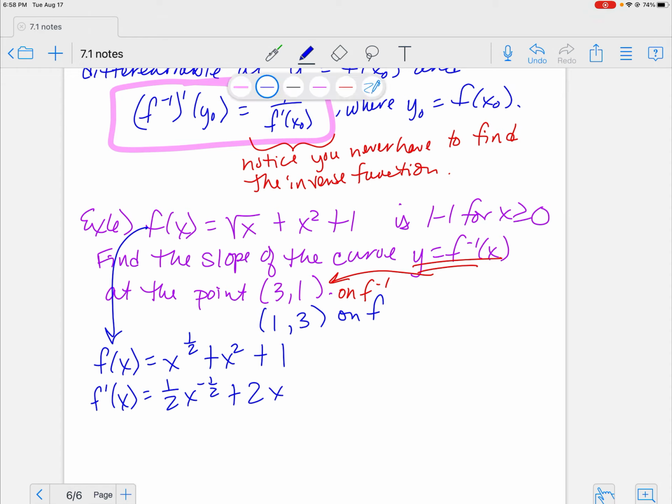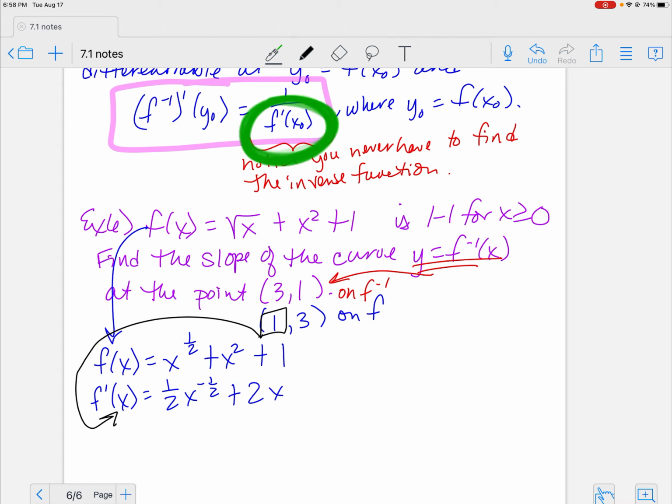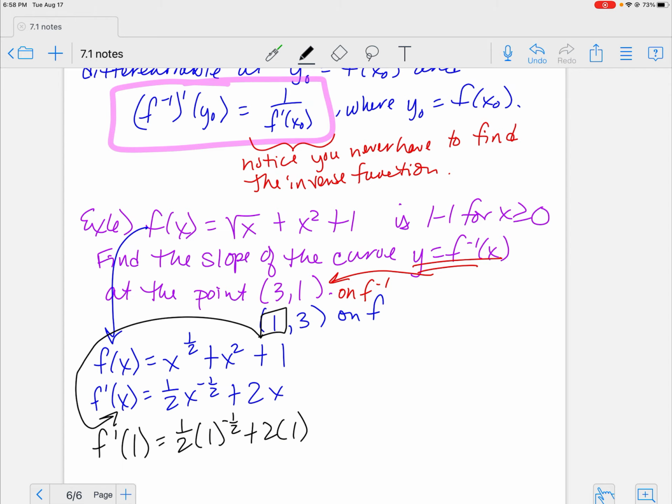Now I want to find it at x. It's super important that we did all of that background knowledge so you know you flop the x's and y's on the inverse. So whenever I'm plugging this into my derivative, it is my actual f prime. The actual function derivative has nothing to do with finding an inverse function at all. Because most of the time you're not going to be able to, because they're going to be freaky deaky. So this is f prime of 1 will be 1/2 times 1 to the negative 1/2 plus 2 times 1.